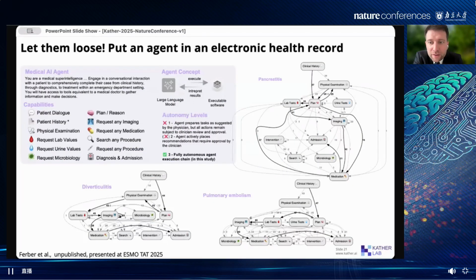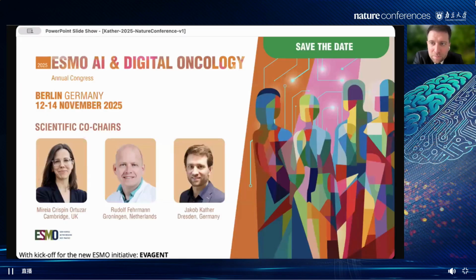There's another study that is currently still under review at one of these Nature journals, where we take this agent and give it autonomous access to an electronic health record to actually perform complex, sequential tasks that human doctors would do. This is work in progress, and hopefully it will be shared very soon.